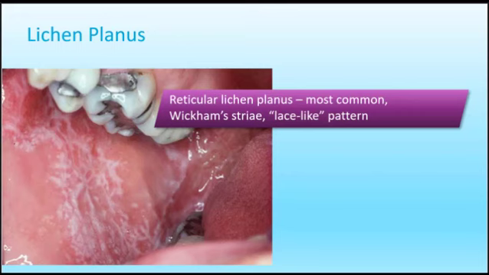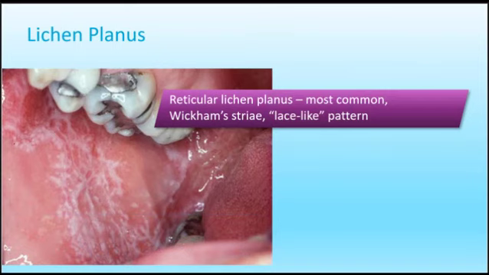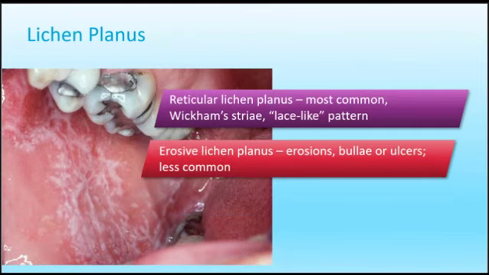This is a big board alert. Wickham's striae is associated with lichen planus. Lichen planus, Wickham's striae. Wickham's striae, lichen planus. Get that one in your head. The second one is going to be erosive lichen planus. It's less common, but it's a little bit more severe, so it can result in erosions, bulla, or ulcers.